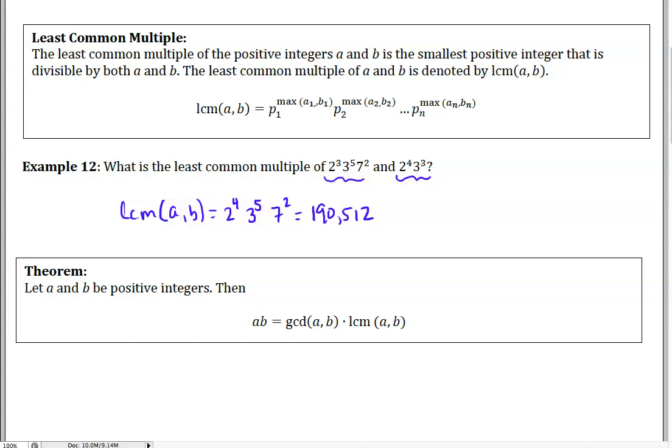And there's a theorem that connects the GCD and the LCM. For A and B positive integers, the product of the two integers is going to be the product of the GCD and the LCM of the two numbers. So this theorem is sometimes useful in working with integers. We might see it along the way.